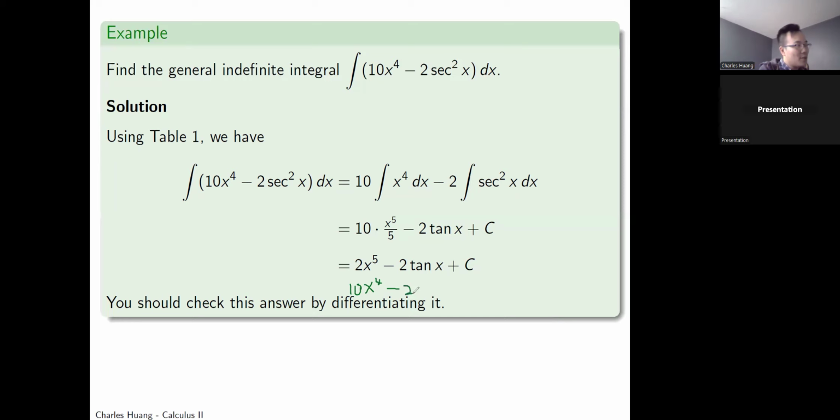Minus, right? I leave the minus when I differentiate. And I leave the 2, just like how I left the 2 when I integrate. When I differentiate, I leave the 2. The derivative of tangent is secant squared. And we can see that we got back to the function that we started with. Plus c goes away, it's a constant.